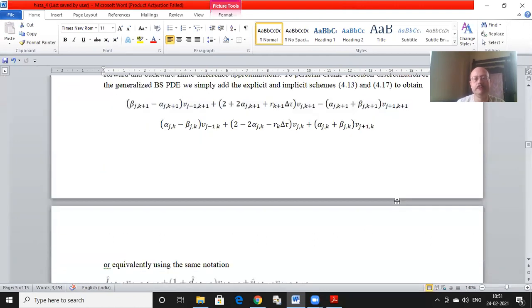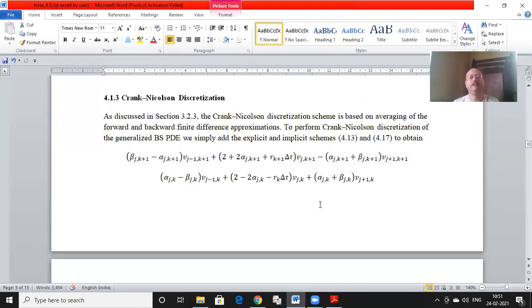Anyway, the equation in scalar form looks like this. So I'm averaging 413 and 417. If I do that, then this is the form of the equation.